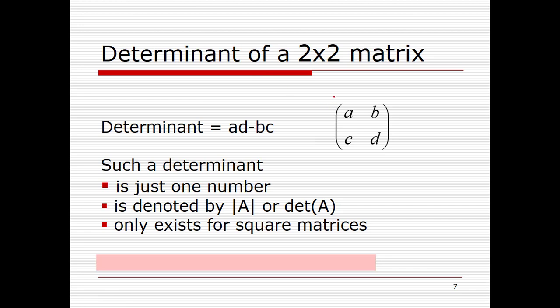So if we would do this, then the determinant of this one would be A times D minus B times C, which is just a number. We can only calculate the determinant for square matrices, and for this program, the linear algebra part in MATH2, we will restrict ourselves to 2 by 2 matrices. So a very simple determinant.